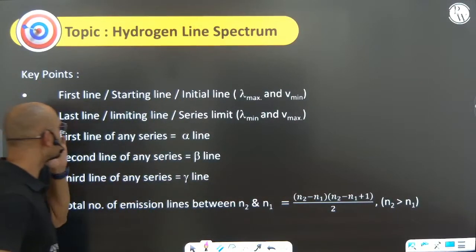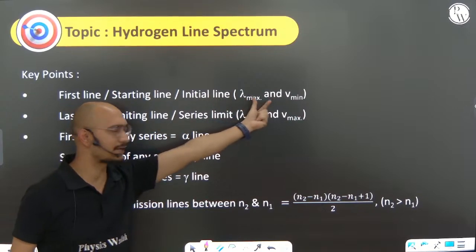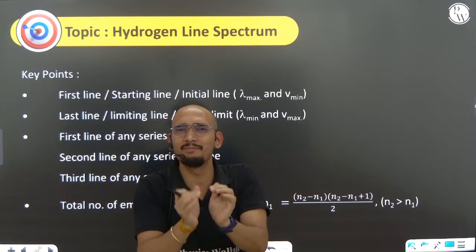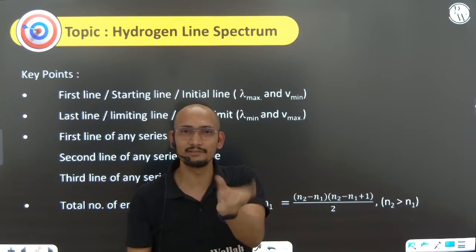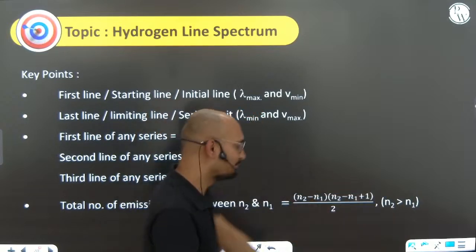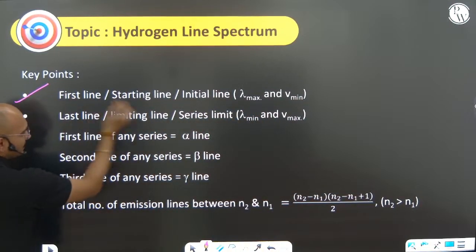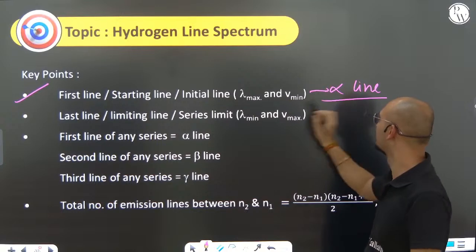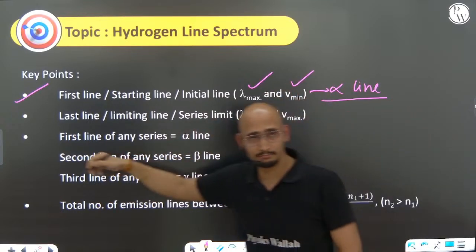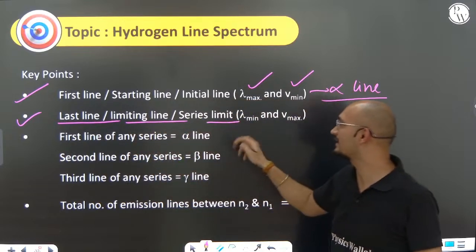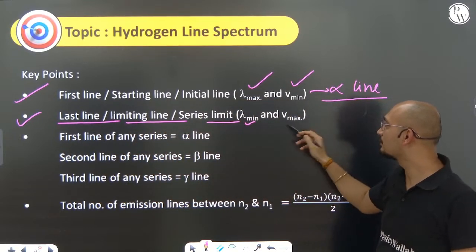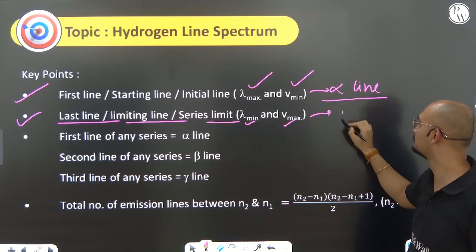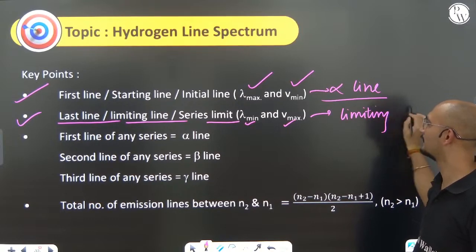In the hydrogen line spectrum, the first line or starting line, the initial line, is lambda max. Think, if it is coming from 2 to 1, the energy difference is very less. If the energy difference is less, lambda will be high, while the frequency will be less, because energy is directly proportional to frequency, but inversely proportional to wavelength, right? So this is the first line, which is also called the alpha line. For the alpha line, lambda is max, while frequency nu is minimum. While the last line, that is also the limiting line or series limit, here the energy will be maximum, so nu, the frequency, will be maximum, but lambda will be minimum, and it will also be called the limiting line.